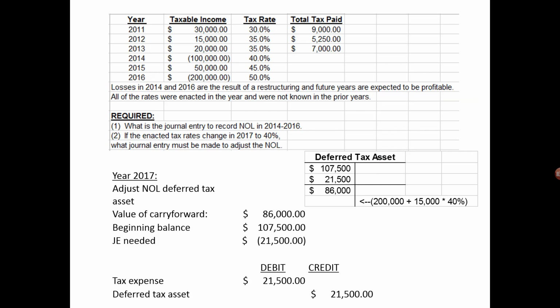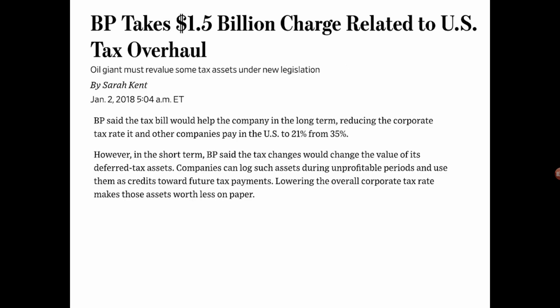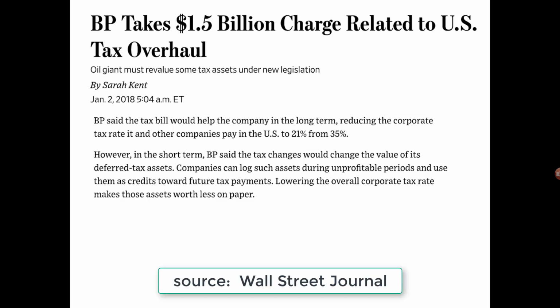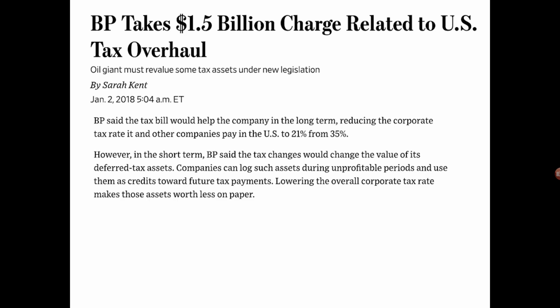And this is actually a fairly current event. The Wall Street Journal just had two articles. There were several of them, I just picked two. BP takes a $1.5 billion charge related to U.S. tax overhaul. The oil giant must revalue some tax assets under the new legislation. So they tell you that the tax changes changed the value of its deferred tax assets. That's right. So they had some net operating loss carryforwards apparently, and so the value of those assets has gone down because the tax rate dropped from 35% to 21%.